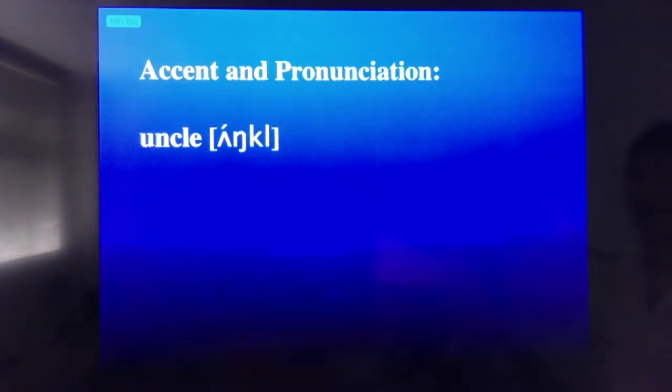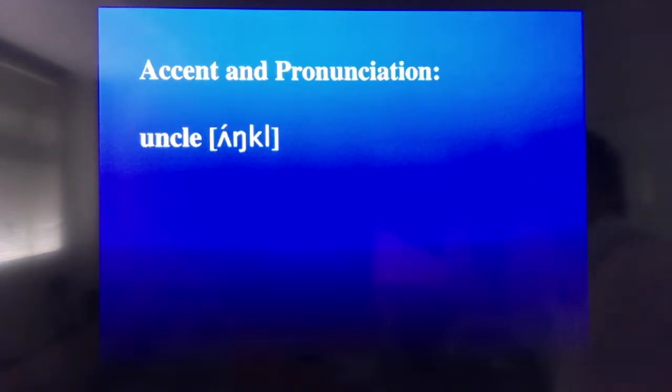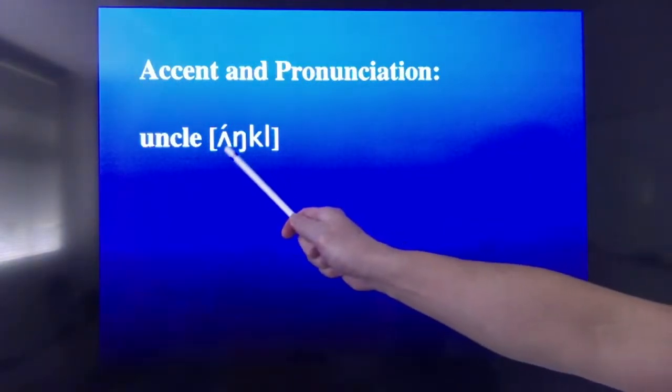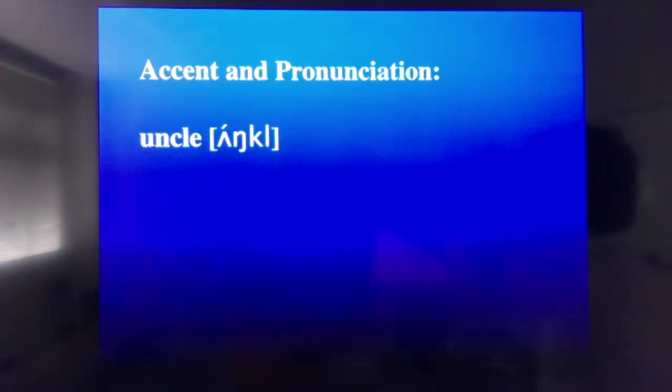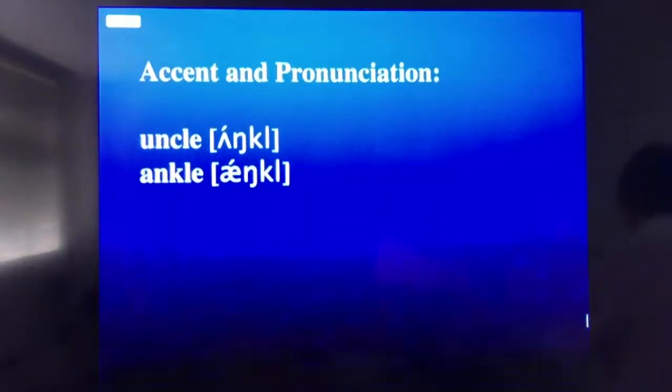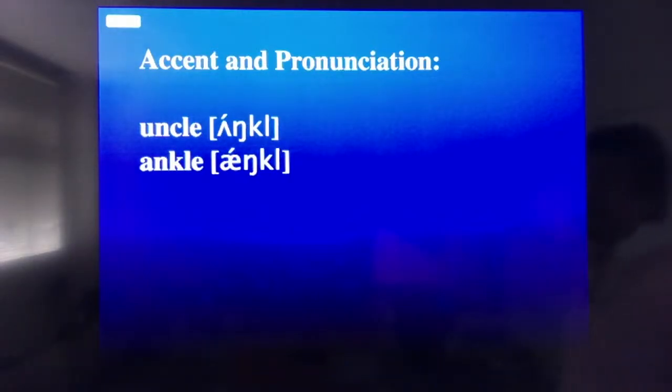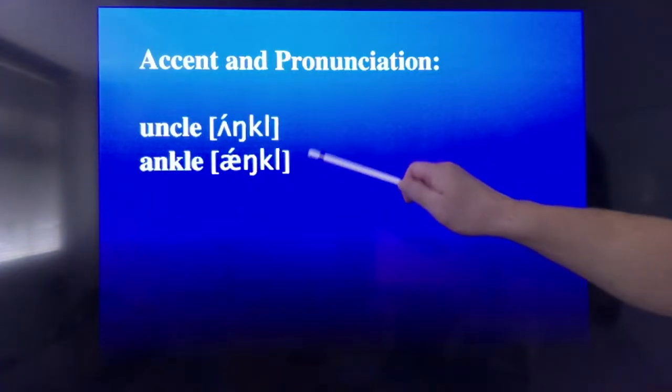Yeah, this is also my experience, pronunciation or accent mistakes. This is quite a strong pronunciation. Uncle. My uncle is my mother's brother. Uncle. Instead, this is ankle. I twisted my ankle many times, so I should have a medical operation, something like that. Uncle and ankle.